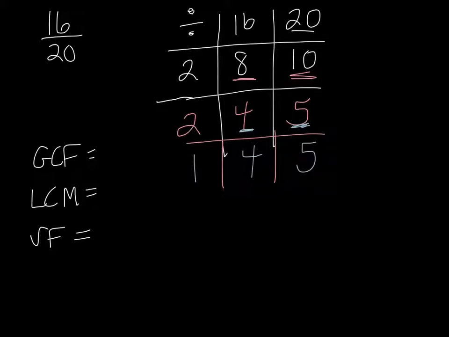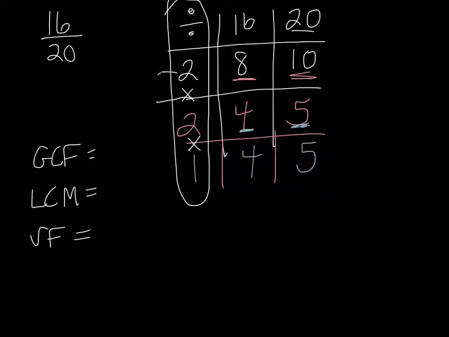Now I can go through and start by finding my GCF, my greatest common factor. I'm going to circle everything under my division sign, and everything I circle I'm going to multiply. 2 times 2 is 4, and 4 times 1 is 4. So the GCF, the greatest common factor, is 4. 4 is the biggest number that will evenly go into 16 and 20.